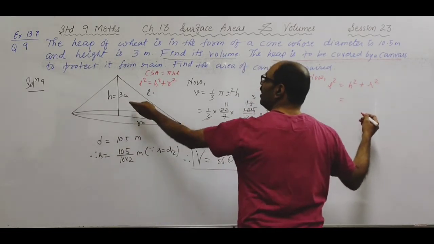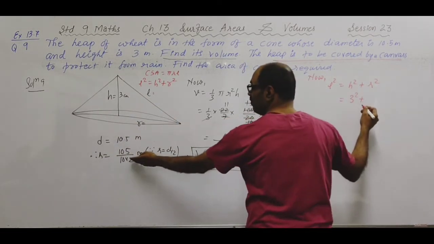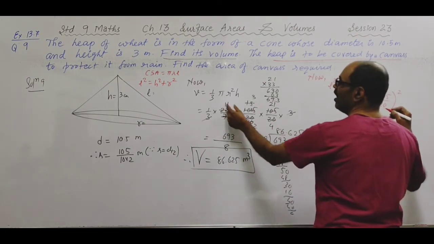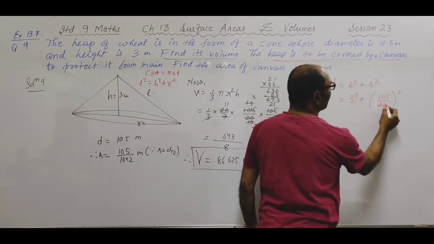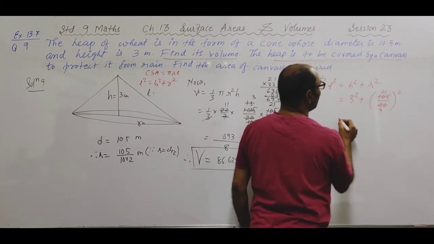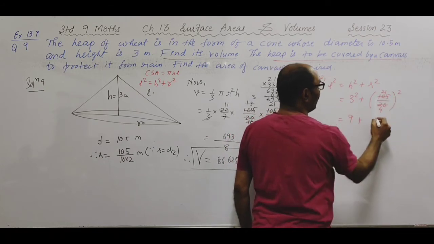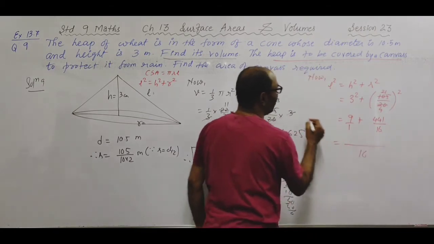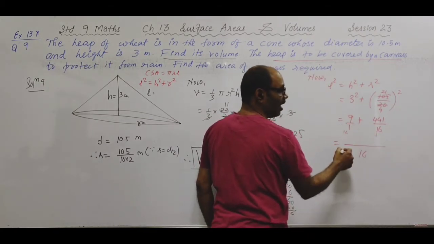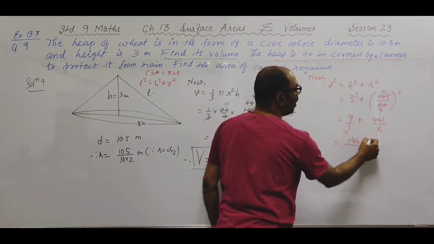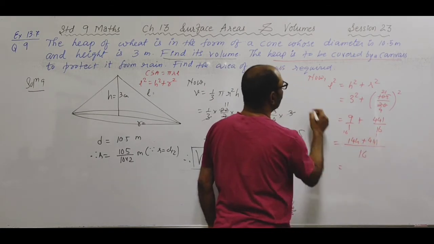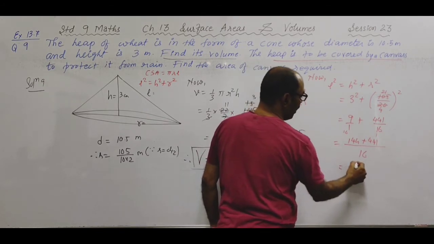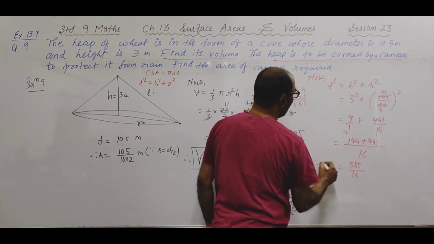h is simple, it is 3, so 3 square, but r is not simple: 105 upon 20 whole square. The same 105 upon 20 is coming, right? We can cancel something, 5. 4 5s are 20, 21 square is 441 and 4 square is 16. We have to take the LCM upon 1, so here 16 are here, 1s are 16, 9s are again 144 plus 441, so 585, right? So 585 upon 16 is L square.